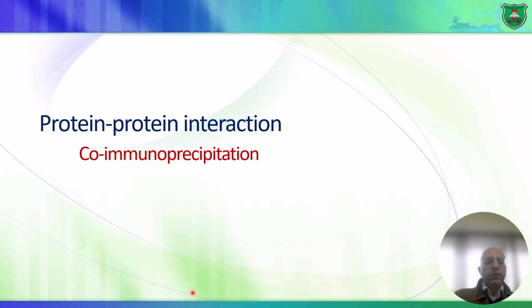Now, let's go into something similar but different at the same time. How can we understand protein-protein interaction? Now, I'm going to introduce two techniques to you. One of them is known as co-immunoprecipitation. Precipitation means it settles down.